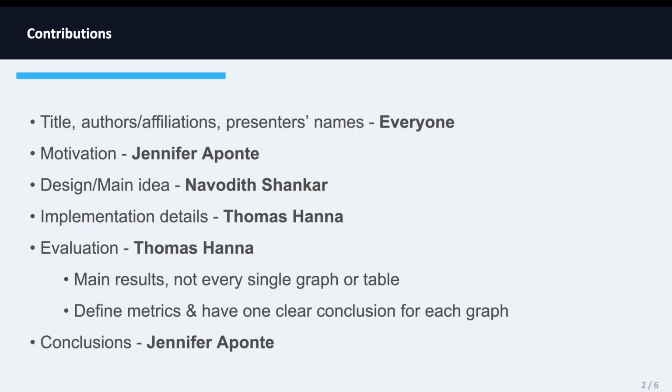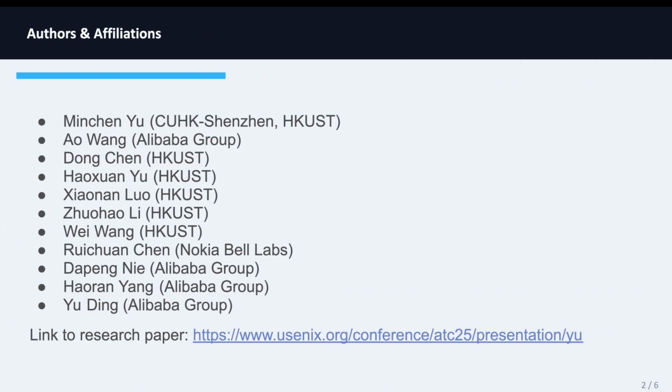This slide right here is basically, again, just a breakdown of who is doing what and who did what. And so we can move over to the next slide. So on this slide here, we just listed the authors and their affiliations. And we also included a link to the research paper here. So you can go and look at that, if you want to read more into Torpor. And so, yeah, we shall move on to the motivation part of the paper.